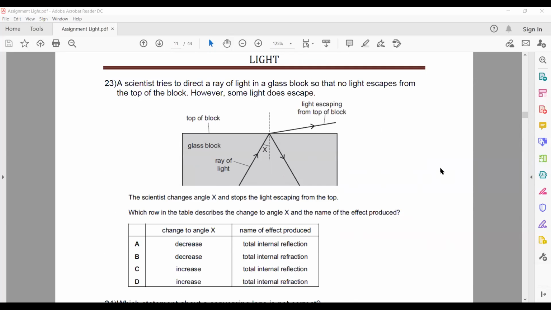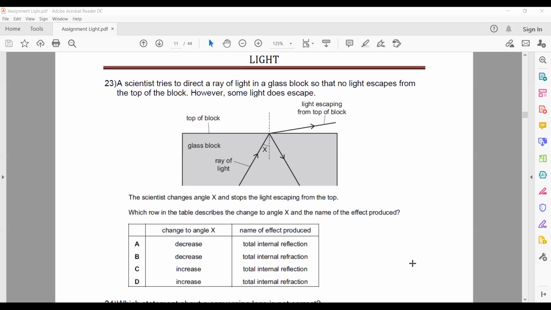A scientist tries to direct a ray of light in a glass block so that no light escapes from the top of the block. However, some of the light does escape. The scientist changes the angle X and stops the light escaping from the top. Which row in the table describes the change to angle X and the name of this effect? What should he do to this angle X?